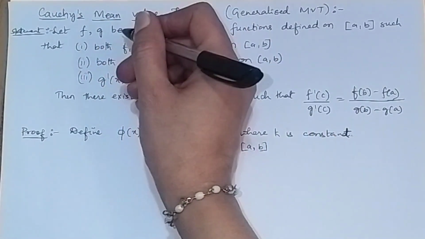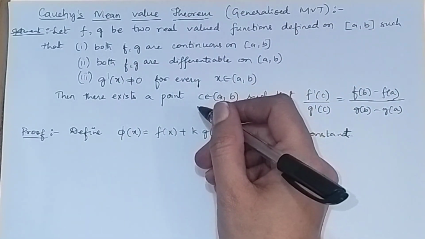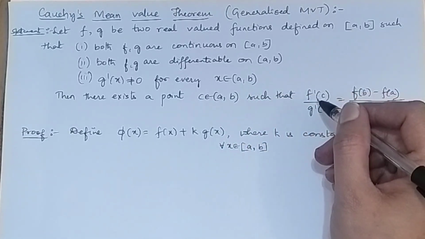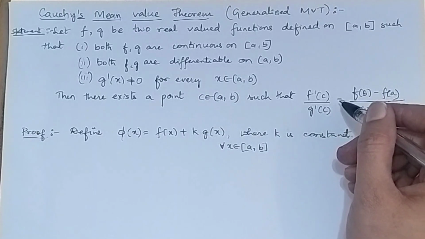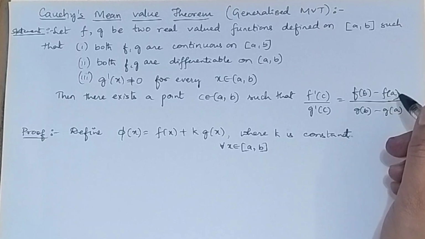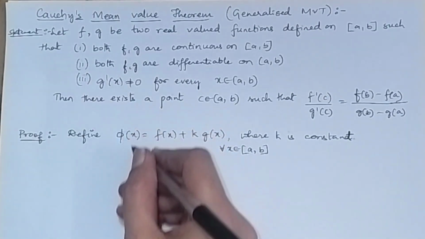Geometrically, if any two functions satisfy these three conditions, then you can always find a point c in between a and b such that the ratio of slopes of their tangents at the point c is equal to the ratio of slopes of secants to those two curves drawn at the end points. Let us prove this theorem.